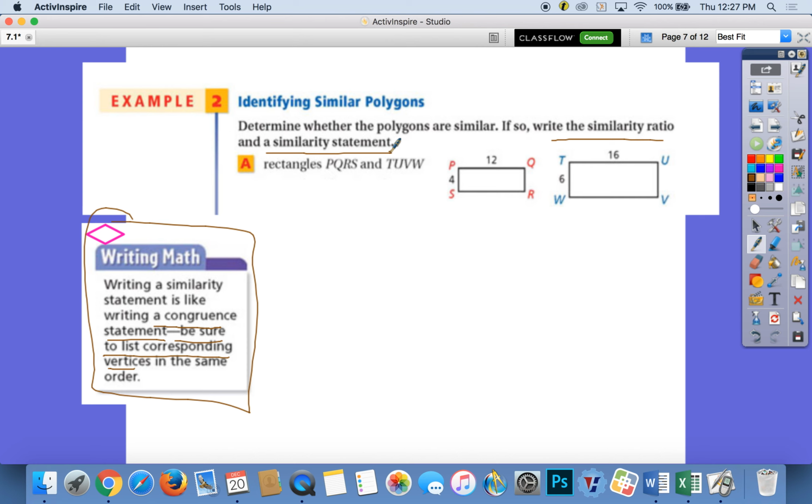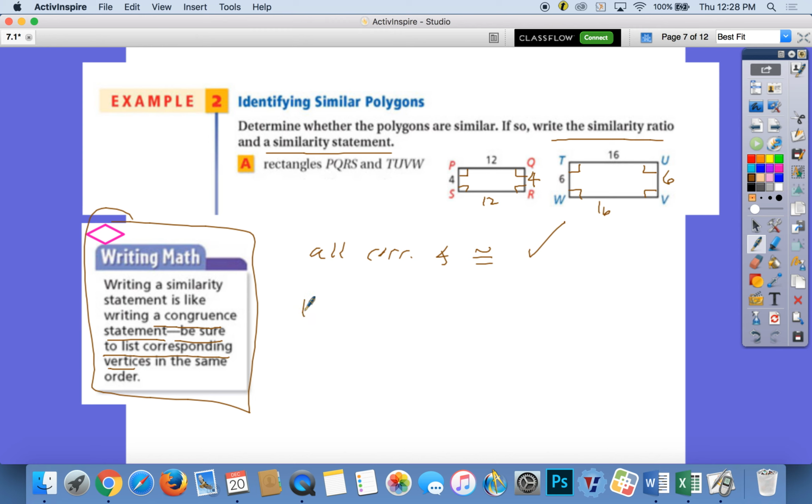Okay. So these are rectangles, so let's go ahead and fill in what we know. This is going to be 12, of course, opposite sides are going to be congruent, and that's going to be 4. This is going to be 16, and this is going to be 6. We also know that these are all going to be right angles because they're rectangles. So we know that all the corresponding angles are congruent. Okay, we checked that first piece of the definition. However, are all of the corresponding sides proportional? Well, let's look and see.